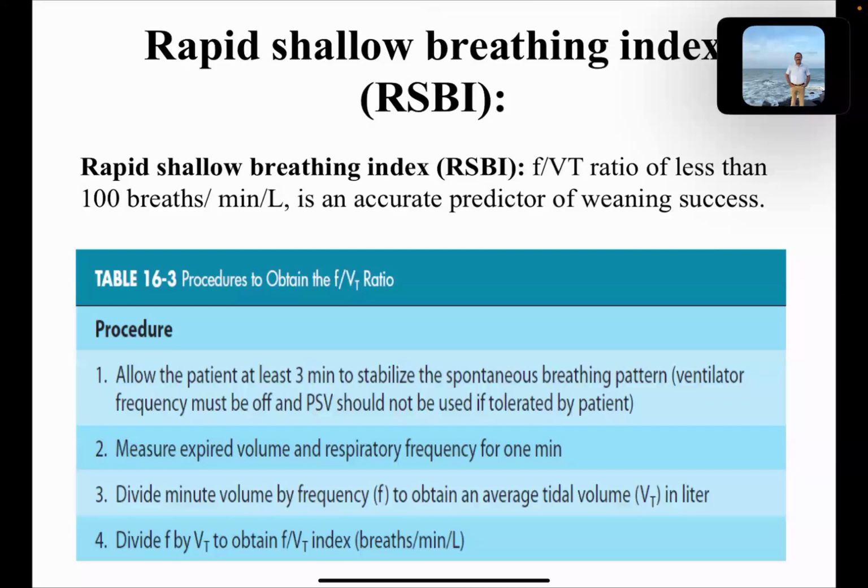So you have to calculate the patient's inspired or expired volume, that is the tidal volume, and you have to calculate the respiratory rate. Then you just divide respiratory rate by tidal volume. If it is less than 100 breaths per minute, then it is also a good criterion.